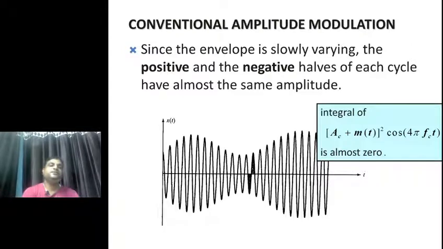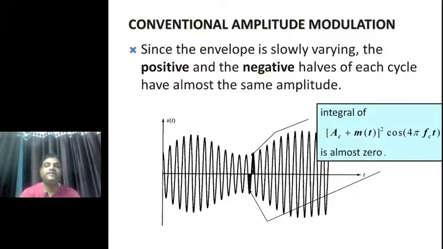In conventional AM, since the envelope is slowly varying, the positive and negative half of each cycle have almost the same amplitude. You must be careful about this. That is basically the envelope of the conventional amplitude modulated signal. In the same figure, it is again called a modulated signal, just at the top and bottom we are not showing the information signal. The rest is the same.